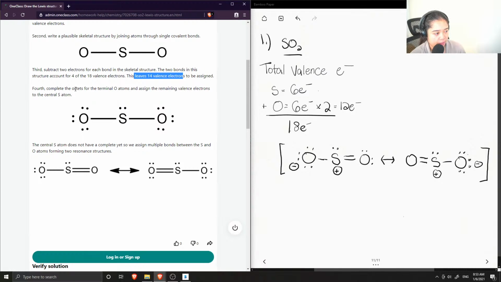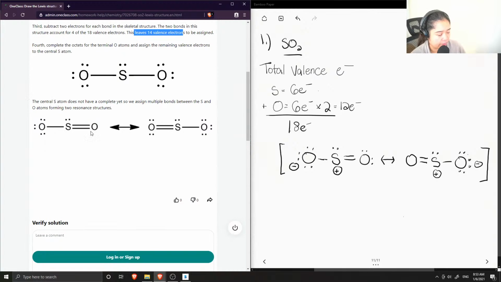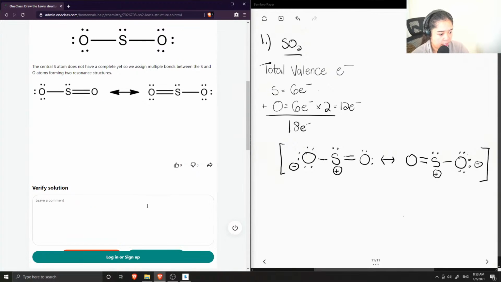Next is to complete the octets for the terminal oxygen atoms and assign the remaining valence electrons to the central sulfur atom. Okay, so they added all the lone pairs and noticed that the central sulfur atom does not have a complete octet yet. So we assign multiple bonds between the sulfur and oxygen, forming 2 resonance structures. Yep, so this solution is correct.